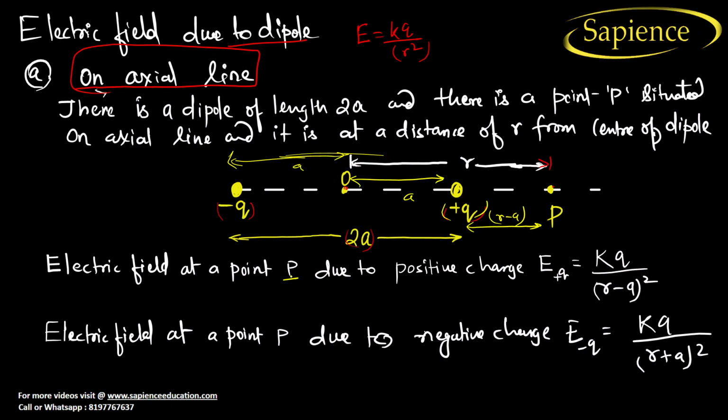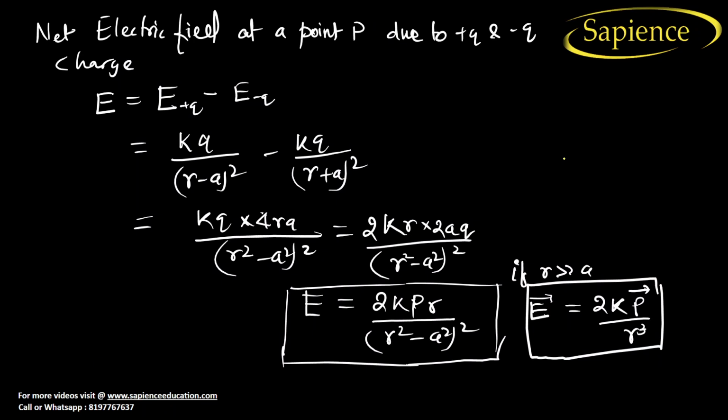So we want to find the electric field at a point P due to charge plus Q. So this is plus Q, so kQ by (r minus A) whole square. And if I want to find the electric field at a point P due to the negative charge, that is E minus Q, that is equal to kQ by (r plus A) whole square. Okay, so we have got this. Got it?